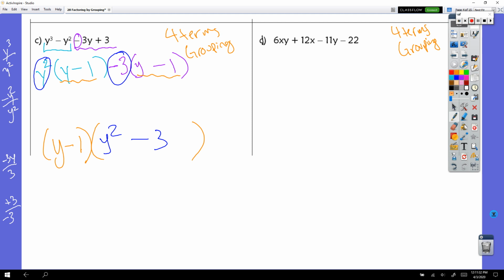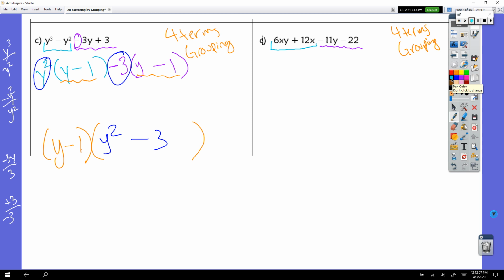And I'm going to look at letters now. So I'm going to look at the xy, the x, the y, and the 22. So I'm noticing that there are no GCFs because there's not a number that divides into 6, 12, 11, and 22, and there aren't letters that are in common for all 4 terms. So this one's a good candidate for factoring by grouping. So I'm going to look at my first 2 terms and my last 2 terms, just like we've done previously.